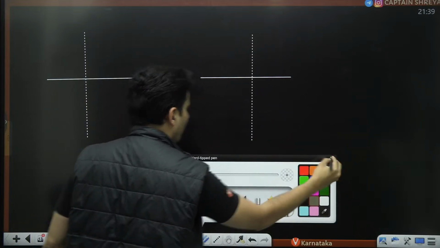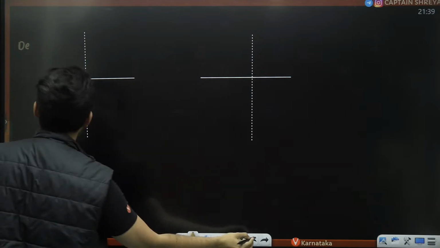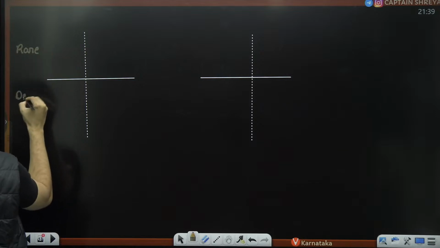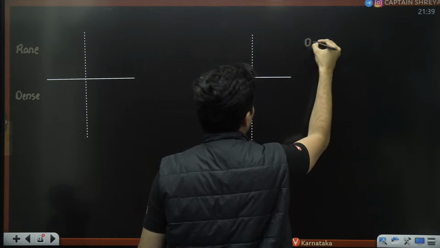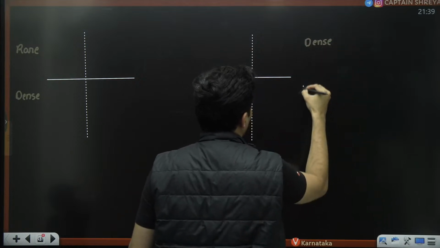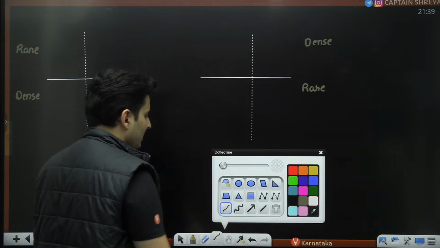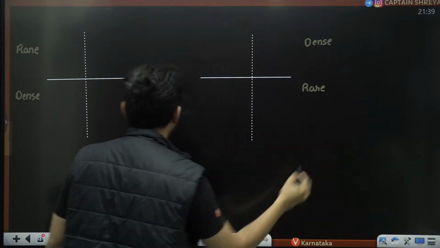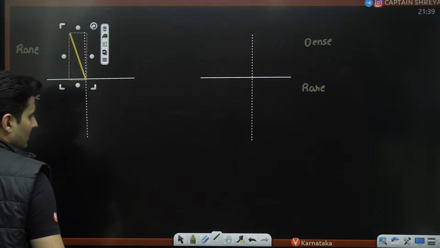Let's say in this case, this is the rare medium and this is a dense medium. Now in the next case, I will reverse the scenario. This is a dense medium and this is basically a rare medium. So now what happens is, imagine light is incident from here like this.